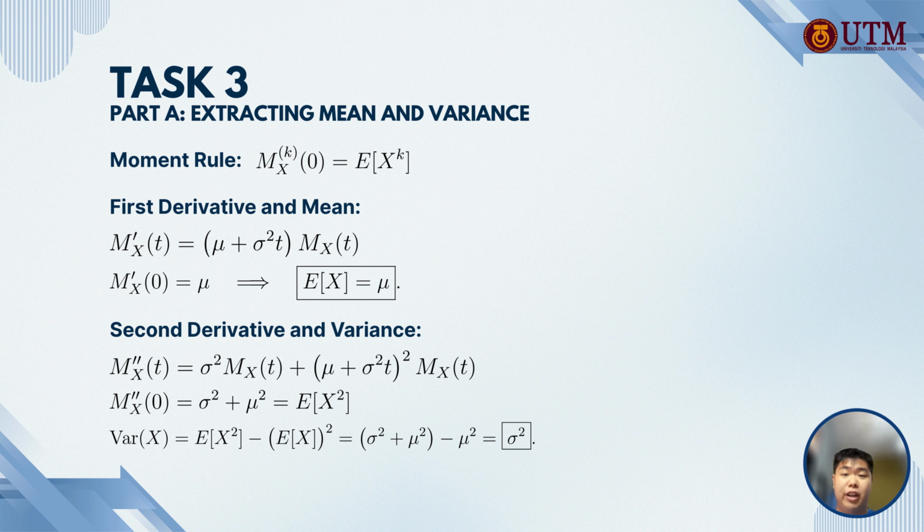Finally, we extract our moments. Taking the first derivative of the MGF and evaluating it at t equals 0 immediately recovers our mean. Applying the product rule for the second derivative gives us our second raw moment. Using the standard variance formula, expected value of x squared minus the square of the expected value of x, the mu squared terms cancel out beautifully, confirming our variance is precisely sigma squared. This derivation confirms the internal consistency of the normal distribution parameters.